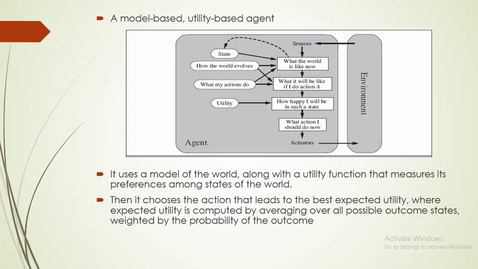So this one uses a model of the world, that is how it knows what the world is like. It perceives, so that it is able to learn and predict, along with the utility function that measures its preferences among states of the world. Then it chooses an action that leads to the best expected utility, where expected utility is computed by averaging over possible outcome states, weighted by the probability of the outcome.